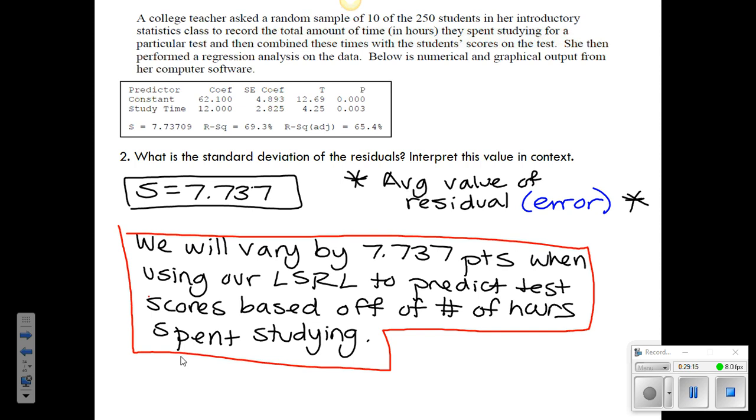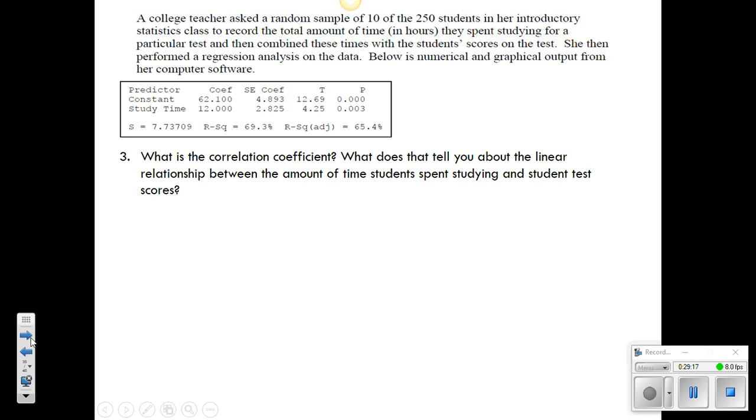All right, next. What is the correlation coefficient? And what does that tell you about the linear relationship between the amount of time students spent studying and student test scores? All right, so I have a question. What is the correlation coefficient, friends? That is R. Very good. So how can I find R? Is it in the chart? No, but I can find something it's related to. Its cousin. R squared. Do you guys see R squared adjusted?